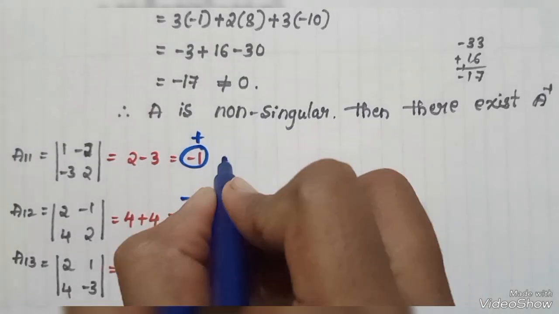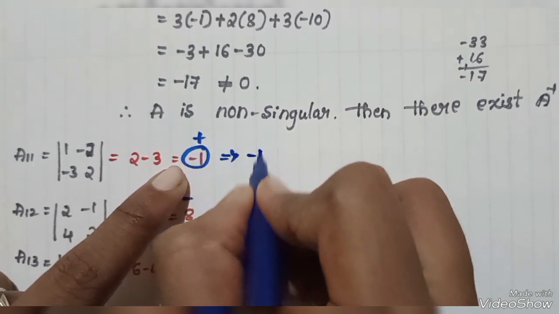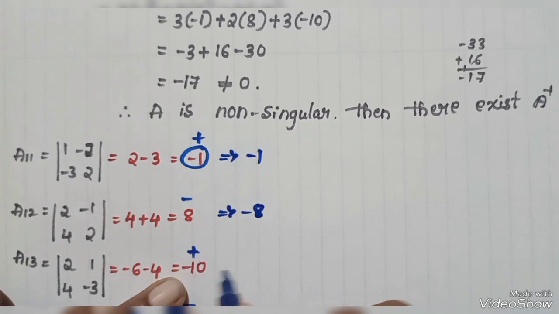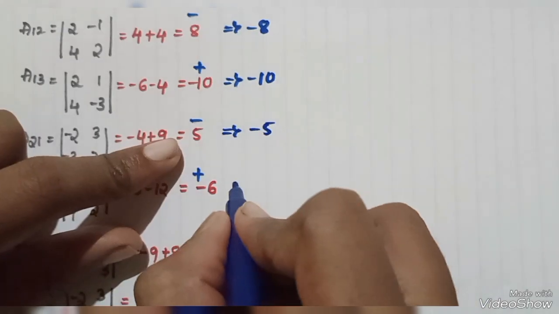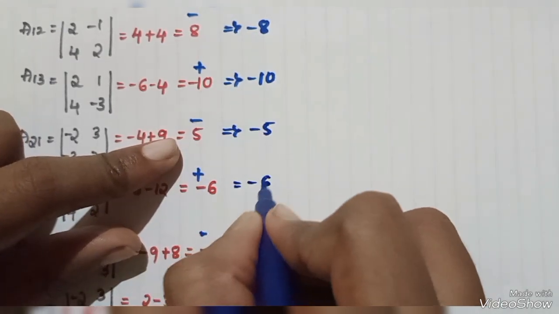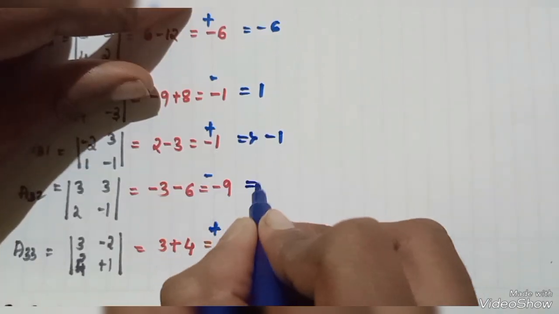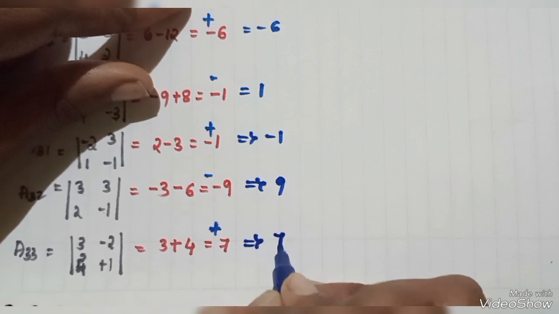Okay, then minus plus into minus, minus 1, here minus 8, plus into minus, minus 10, minus into 5, minus 5, then plus into minus, minus 6, minus into minus, plus 1, plus into minus, minus 1, minus into minus, plus 9, plus into 7, plus 7.